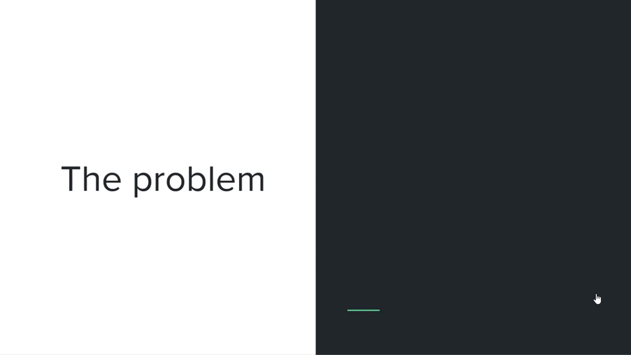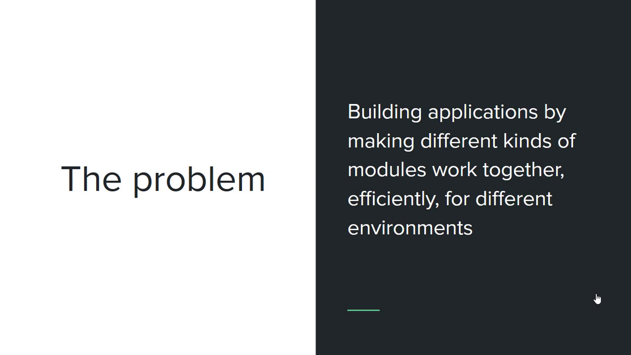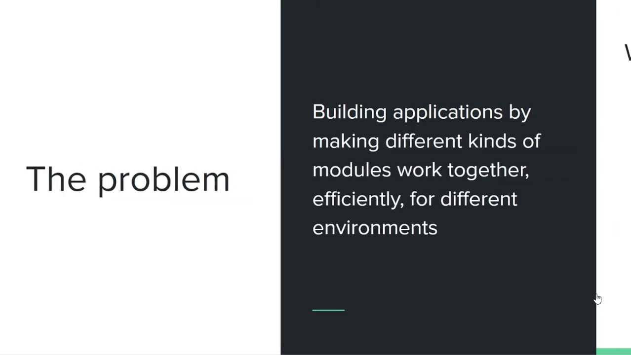The problem. Now I said we need to learn what problem Webpack is trying to solve. So let's see the problem. Building applications by making different kinds of modules work together efficiently for different environments. Now what are different kinds of modules? As I told you, an image file, a CSS file or a JavaScript file could be a module, so all these are different kinds of modules which should work together to form an application, and we can produce this application for different environments using the same modules.